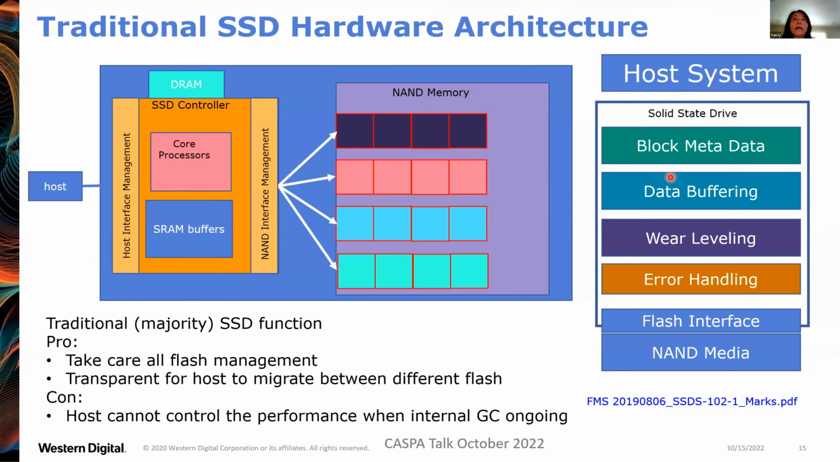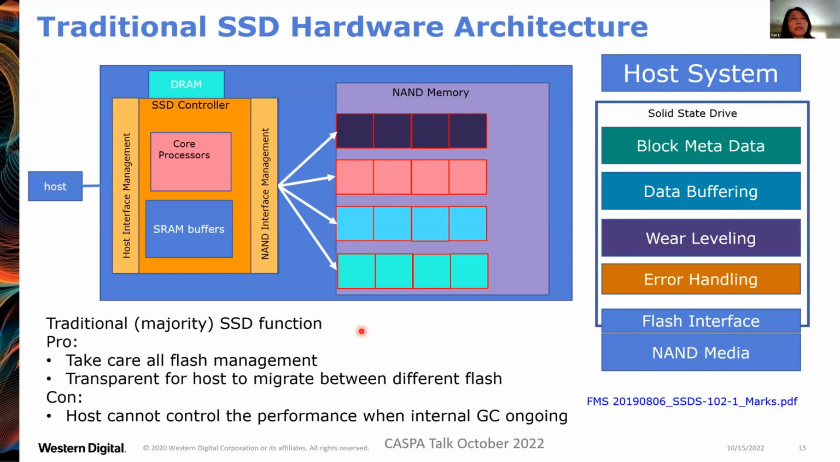But this block management actually causes lots of trouble for the customer. When the host wants to store something in the NAND memory, it has to go through the SSD controller. And there are things the SSD controller has to do in the background, which we call flash management, like shuffling some blocks, defragmentation, data buffering, and wear leveling. You have to wear the memory uniformly, and also have to handle error handling.